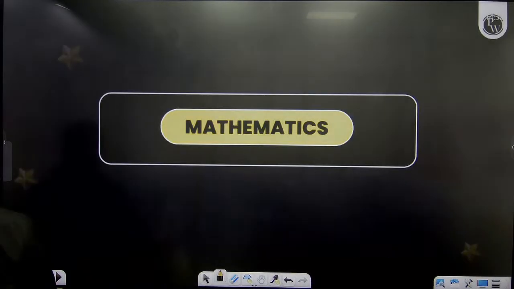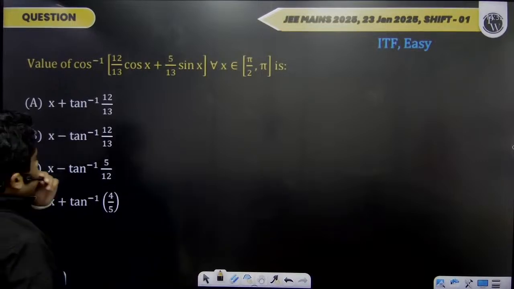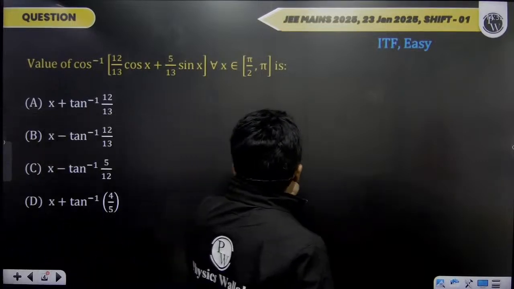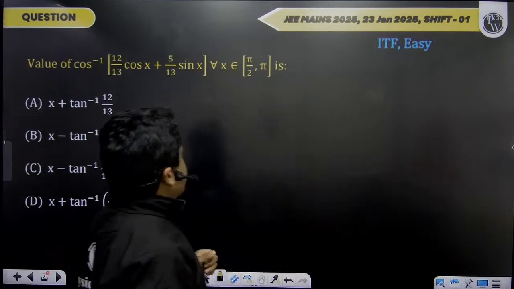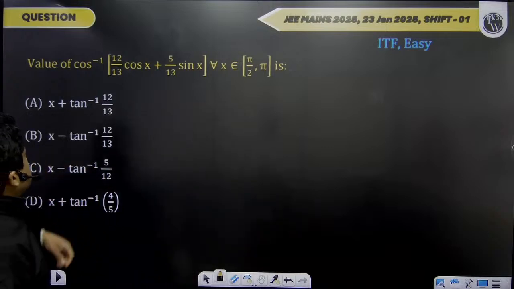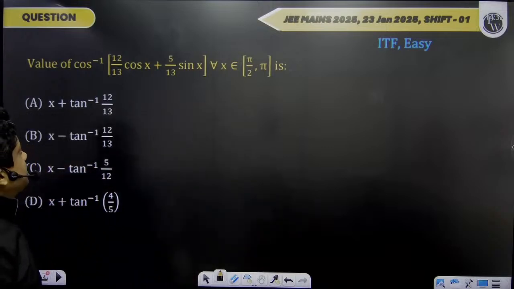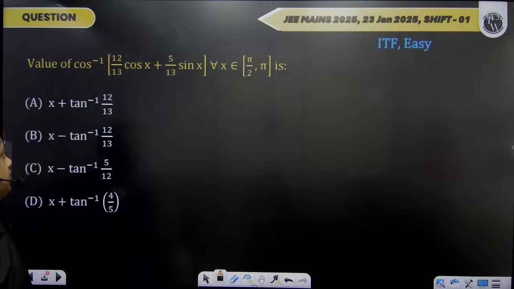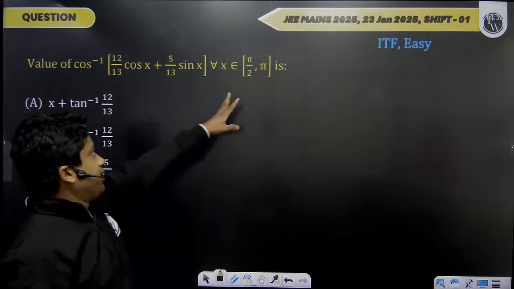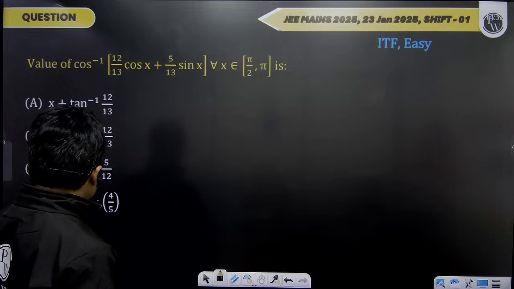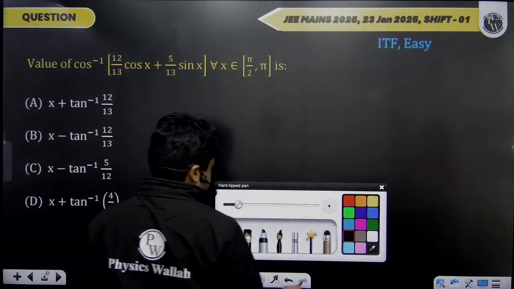So the first question we see here, it's a question from inverse trigonometry, and you can see the question is cos inverse of 12 by 13 into cos x plus 5 by 13 into sin x for all x belongs to pi by 2 to pi is what?